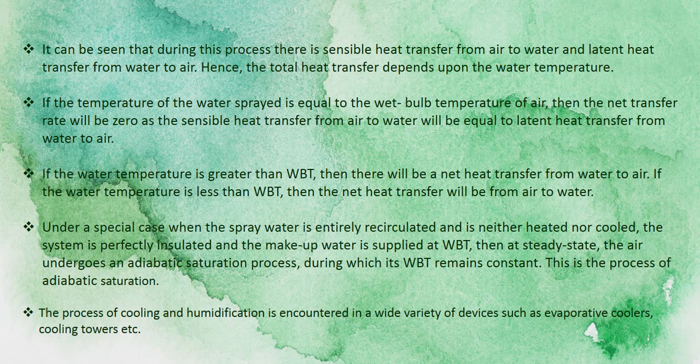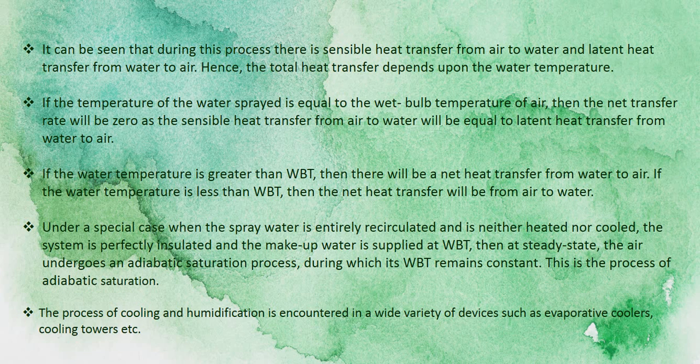If the water temperature is less than the wet bulb temperature, then the net heat transfer will be from air to water. So take note of this very important information. Under a special case, when the spray water is entirely recirculated and is neither being heated nor cooled, meaning it's being used as is where is, the system is perfectly insulated and the makeup water is supplied at wet bulb temperature. Then at steady state, the air undergoes an adiabatic saturation process during which its wet bulb temperature remains constant.